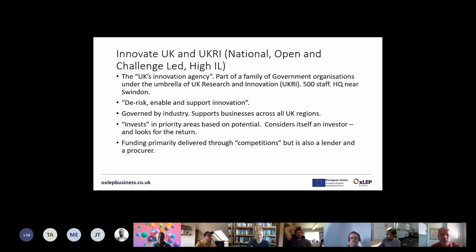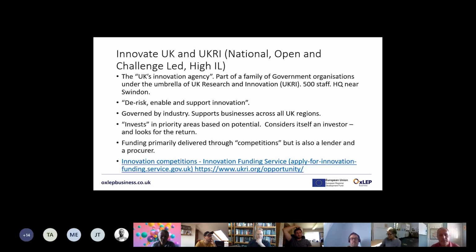Mainly delivered through what it calls competitions, but it does also lend and it does also procure. We'll talk about that later on, because that can be a really powerful way of getting hold of significant funding. And you can find out what's available at any point in time through this link. You will get these slides, by the way, with these links, so you don't have to make note of these if you've not already pursued Innovate UK. And the Innovation Funding Service is also the way through which you make your applications. So there's a search engine looking for funds, and then when you find something, you make it through an online process.